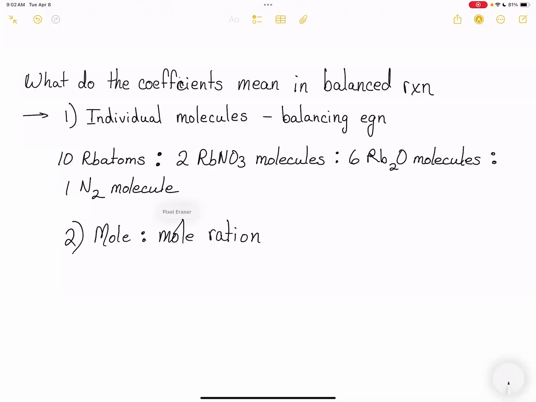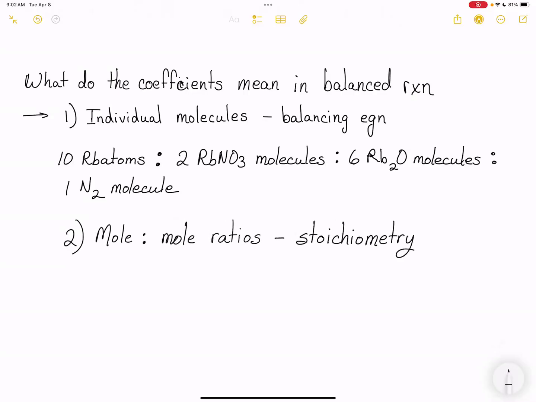of multiple ratios. Now this method is extremely important when we're dealing with stoichiometry, which is the mathematics associated with balanced chemical equations.